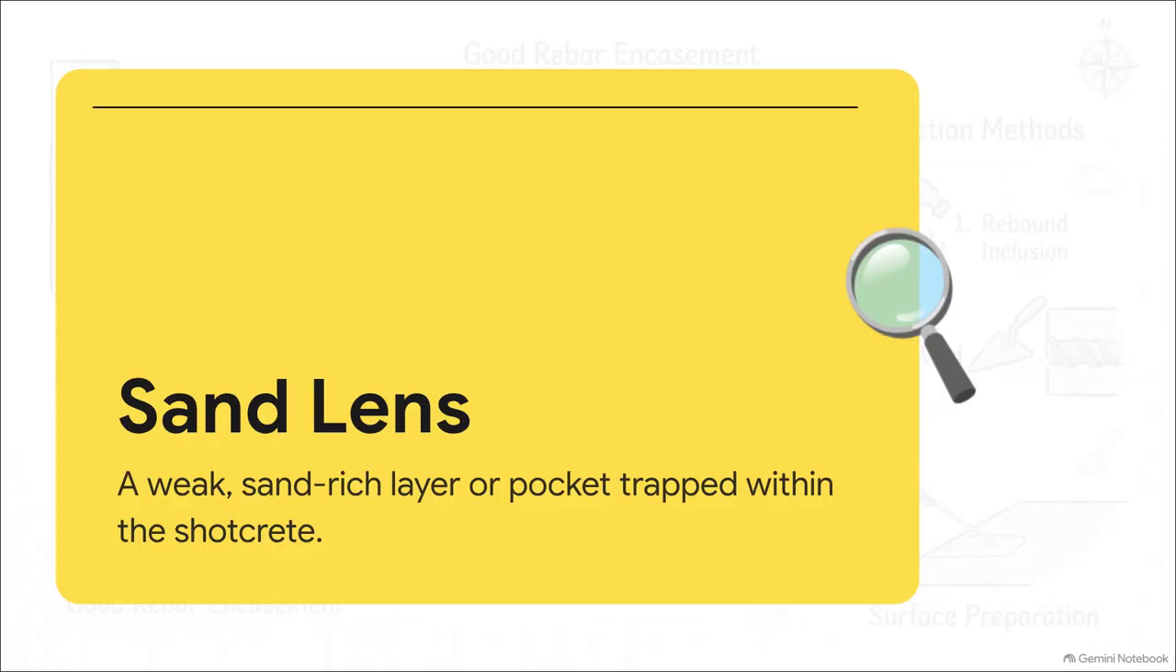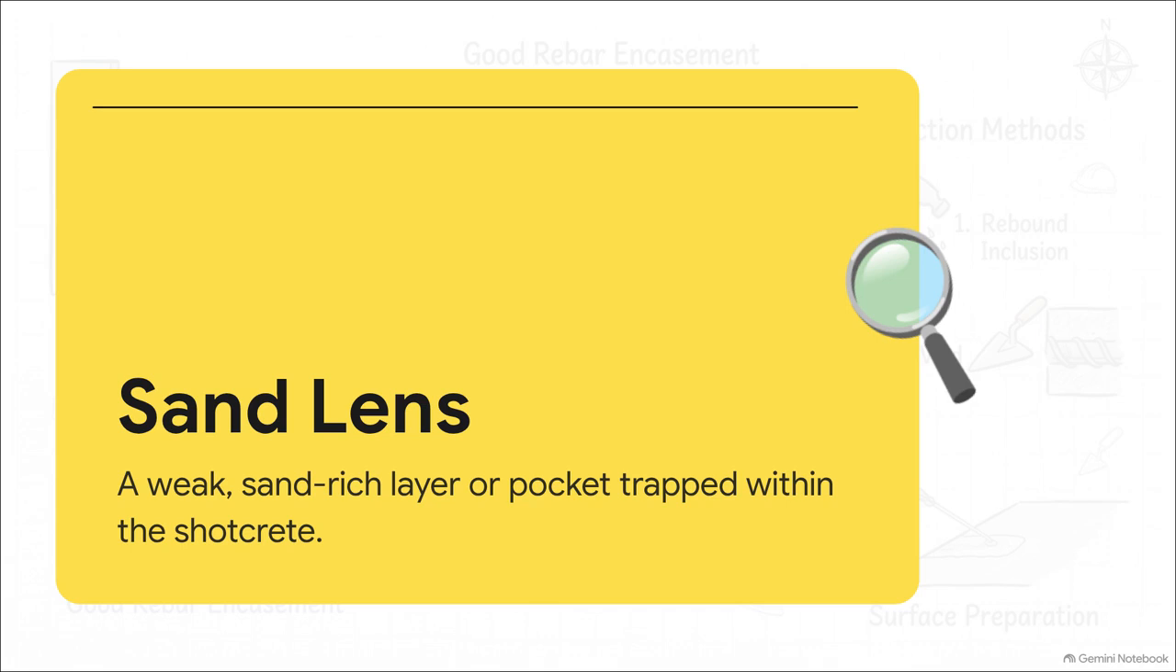And it's those poor practices that lead directly to our biggest hidden nightmares: sand lenses and voids. Now, a sand lens is exactly what you're probably picturing: a weak, sandy pocket trapped right inside the concrete. It's basically like a tiny, unwanted beach right where you need massive structural strength. This usually pops up because of poor water control, segregation, or pauses in placement where rebound was just left to settle. Voids, meanwhile, are just empty pockets of air.